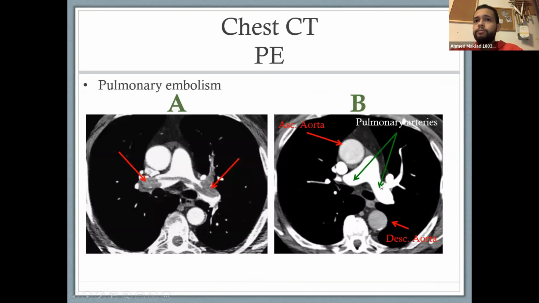Again, another picture of a pulmonary embolism. This is a clear pulmonary artery, but then you look at this right here, you can see that there's this black thing inside the pulmonary artery, right?